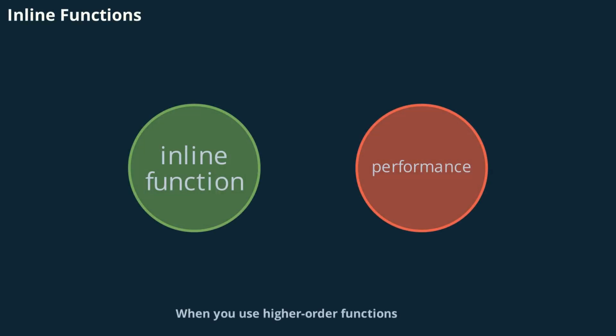When you use higher-order functions, Kotlin creates an object for the function parameter, which adds a small runtime overhead. By marking a function as inline, you tell the compiler to copy the function's code directly into the call site. This eliminates the overhead, making your code faster. However, use inline only for small functions that take lambdas, as inlining large functions can increase your binary size.